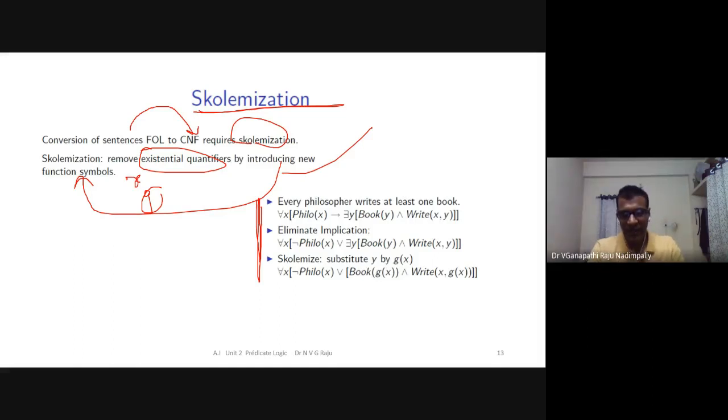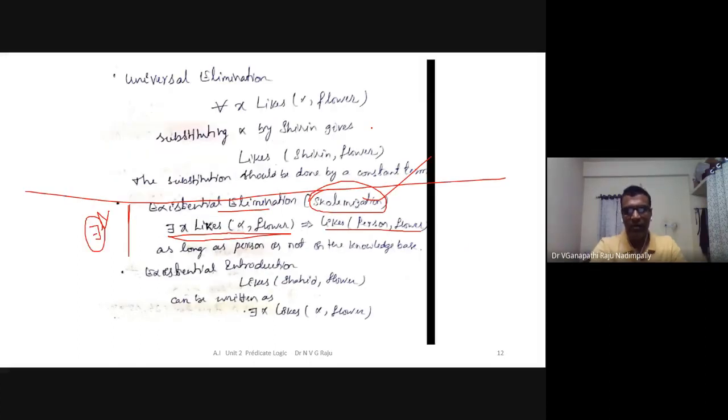Yes, sir. Now, we will go to our example. Here, what I have done: if skolemization means there exists x, I wanted to remove the there exists x. Wherever x is there, here I'm replacing it with a person. Now, you can ask one question, sir, when to use skolemization?